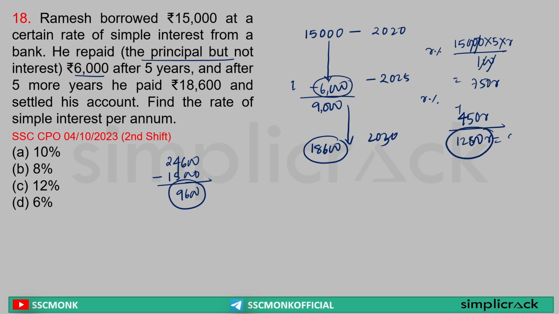Now this 750R plus 450R is equal to 1200R. This 1200R is equal to 9,600. So R is equal to 9,600 by 1200, or 0 0 crossed out, 96 by 12 is equal to 8%. Answer option B. Very basic.